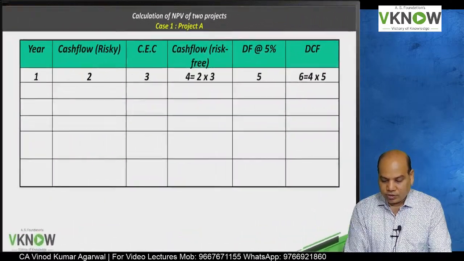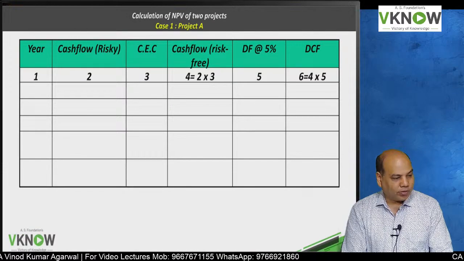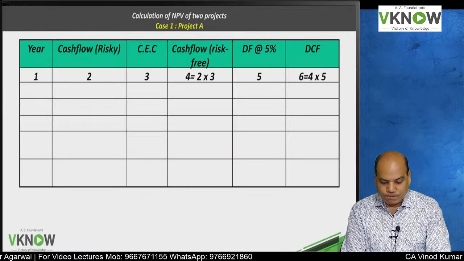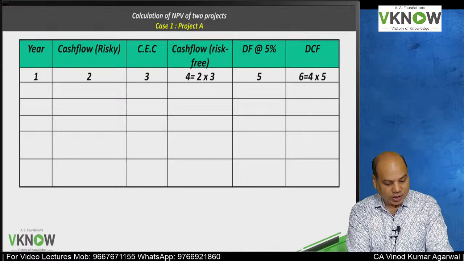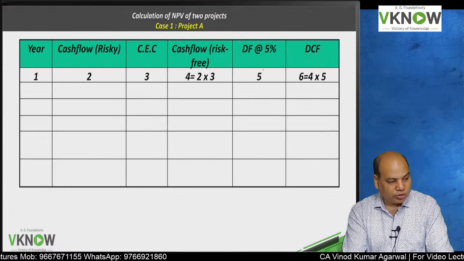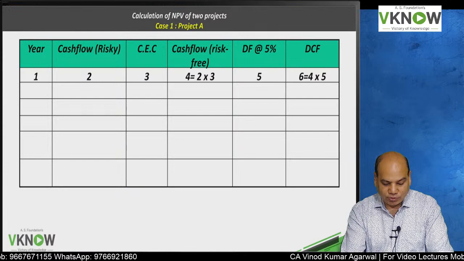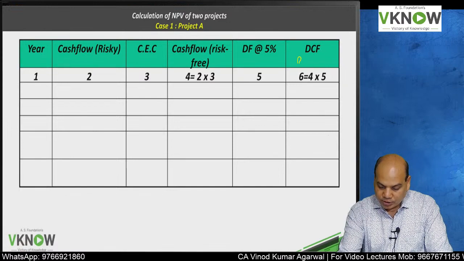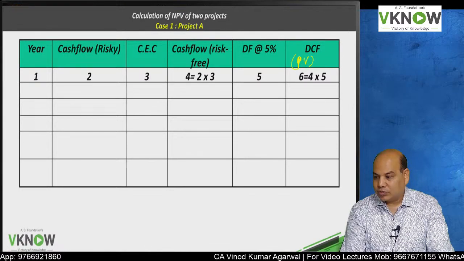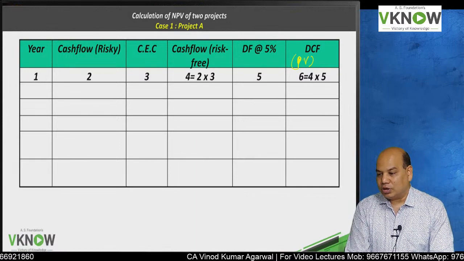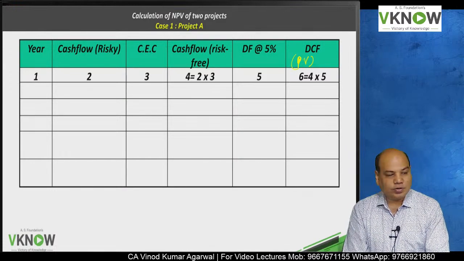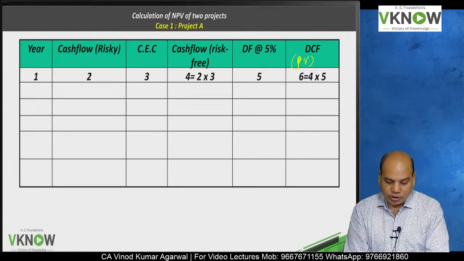Okay. So one by one we'll solve. I think I have given the format in your book only. So please write in the book. First, project A. Year, cash flow, in bracket risky, certainty equivalent factor, cash flow risk free, discounting factor at 5%, and discounted cash flow. Discounted cash flow means present value of cash flow. You can write present value if you are comfortable with the term. Column number 1, 2, 3. 4 is 2 into 3. 5. 6 is equal to 4 into 5.